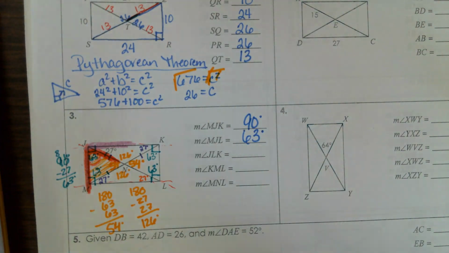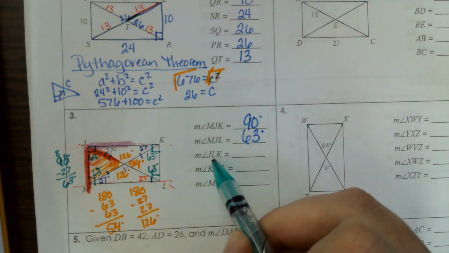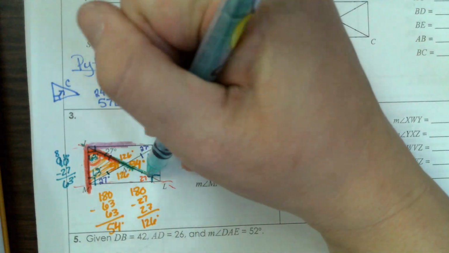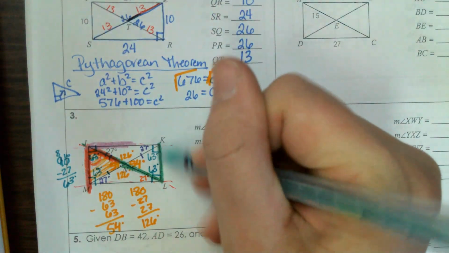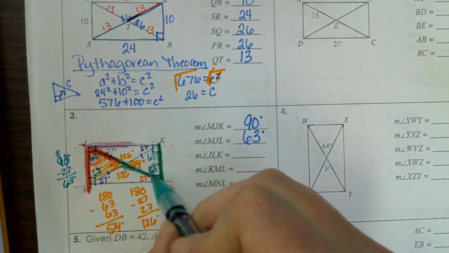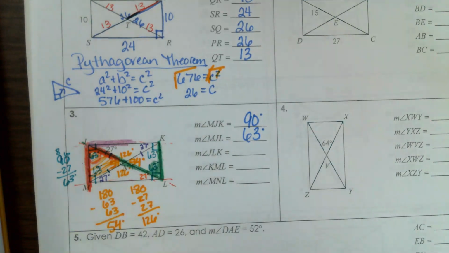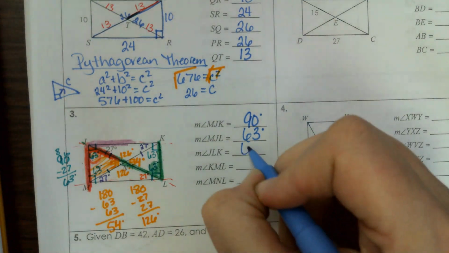Okay, next one. J to L to K. So J over to L up to K. Again, look at what's in the mouth of that angle, and it's 63 degrees.